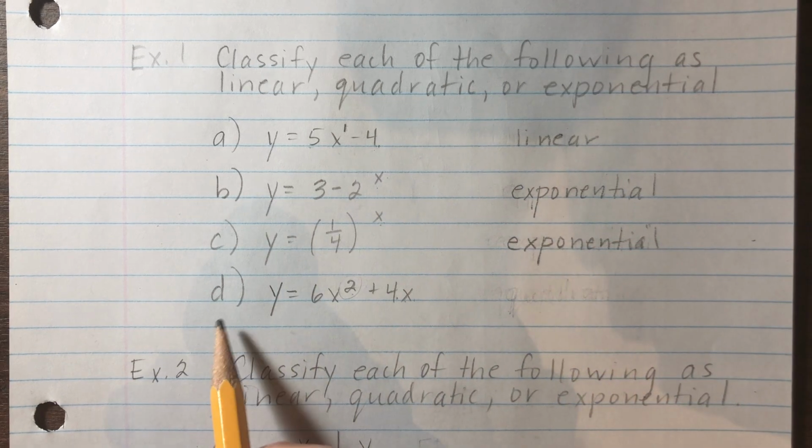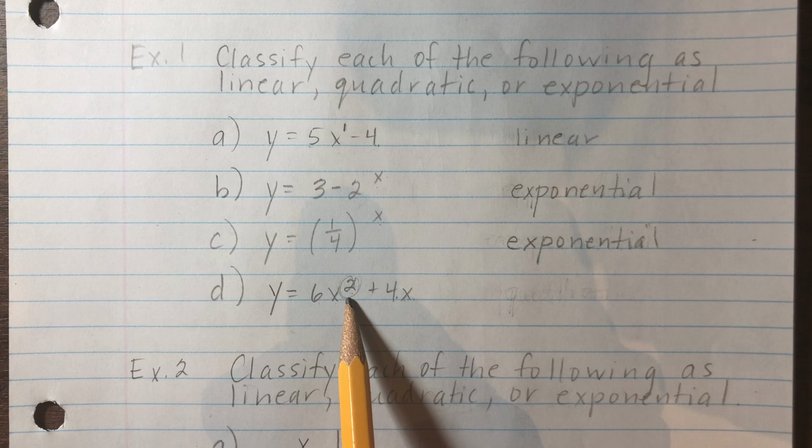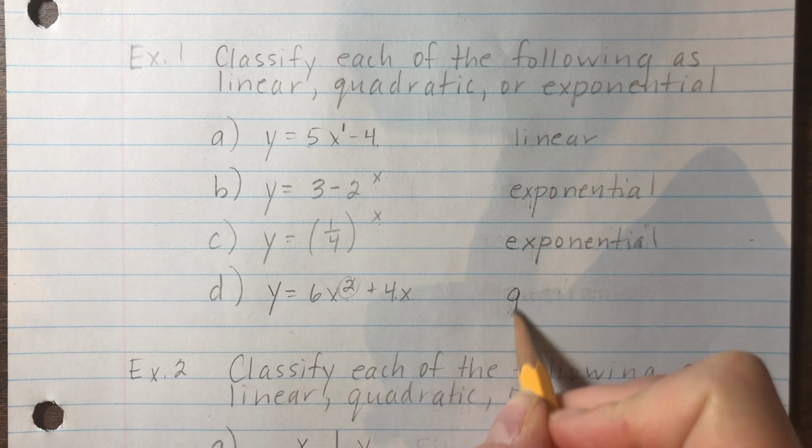And then in part D, we have y equals 6x squared plus 4x. So the highest exponent is 2, making this quadratic.